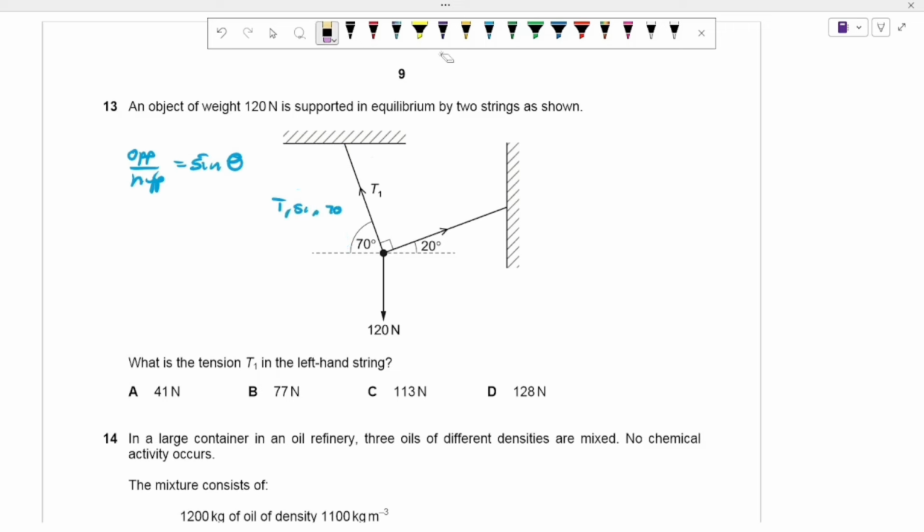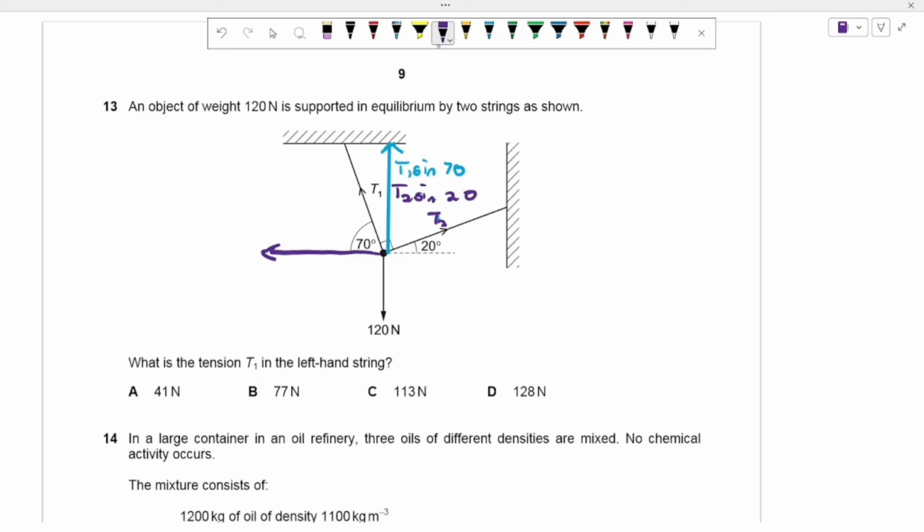Since this is parallel, on this line of action, I'm going to have T1 sine of 70. And if I resolve this, let me label this T2. I'm also going to have T2 sine of 20. Then on this side, if you resolve it, this is going to be T1. Now this is adjacent, so it's going to be cos of 70.